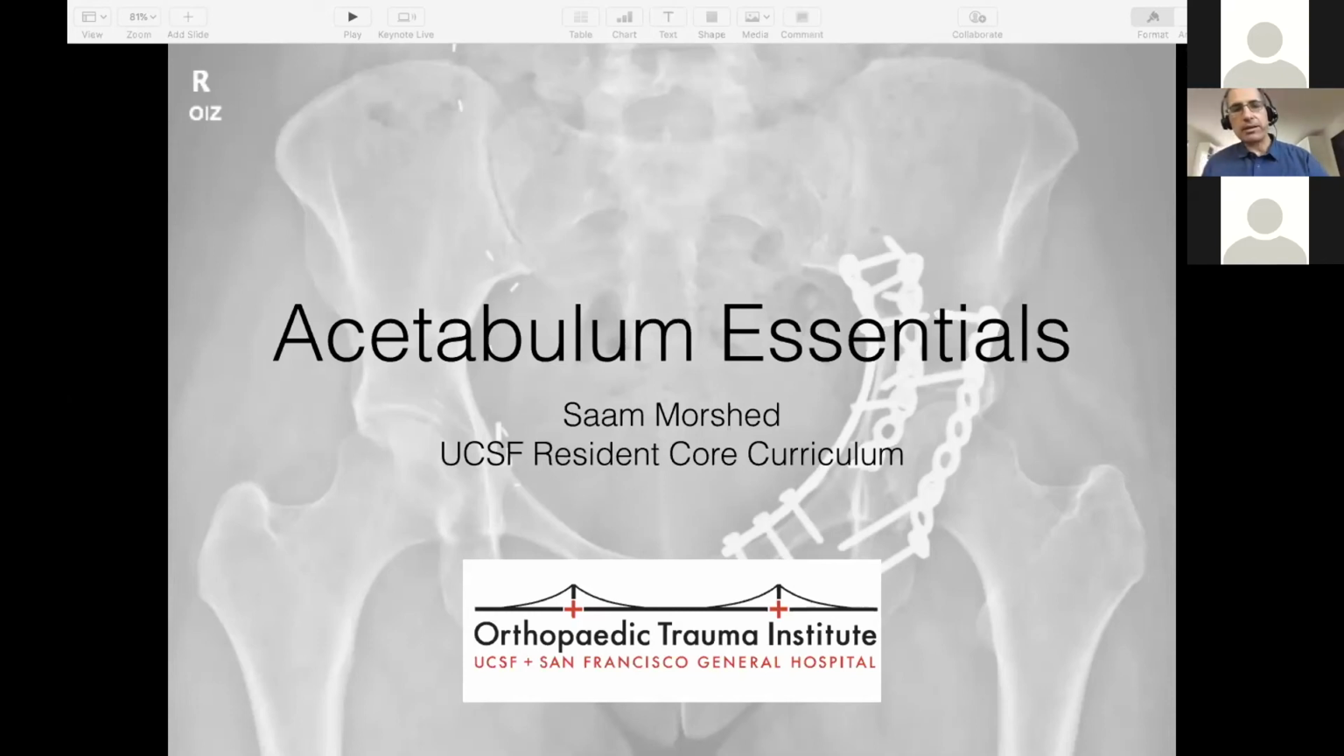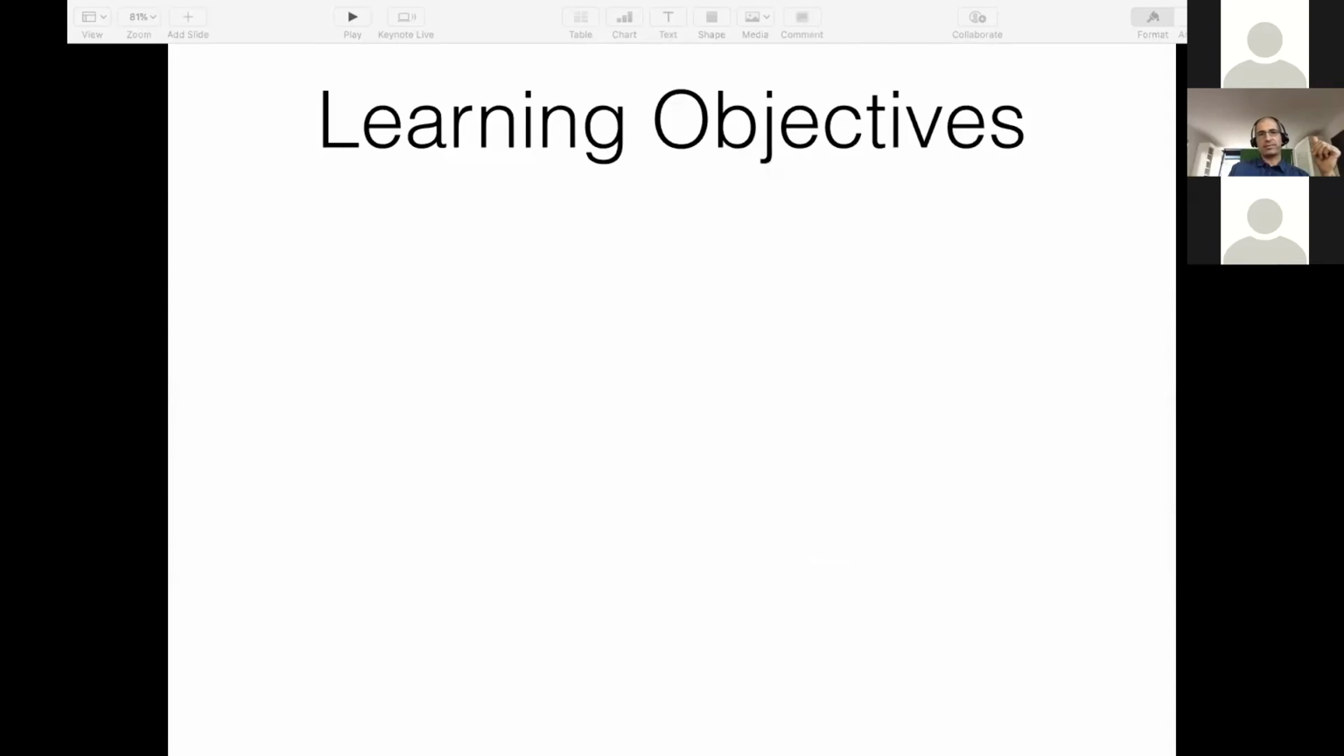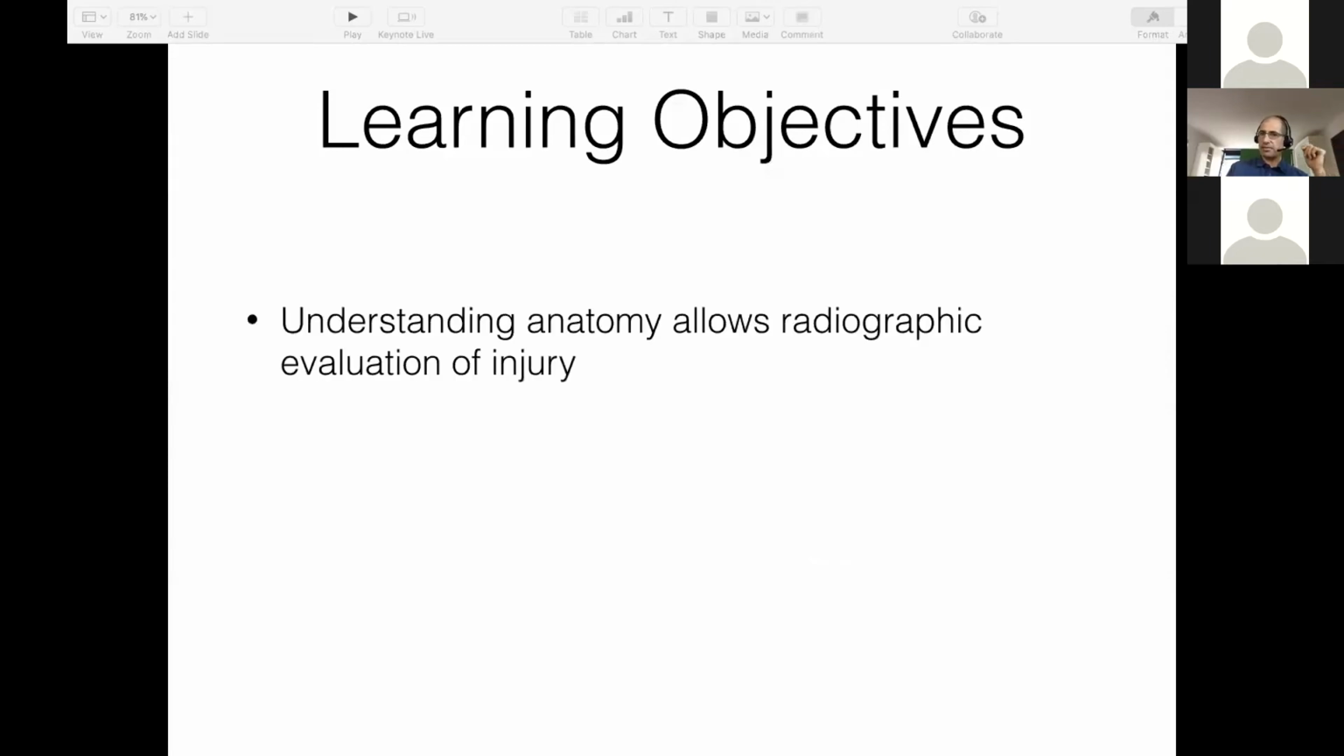We talked about essentials for pelvis. We're going to talk a little bit about essentials for acetabulum. So our learning objectives here really are to understand anatomy again. We're going to spend a lot of time with anatomy.